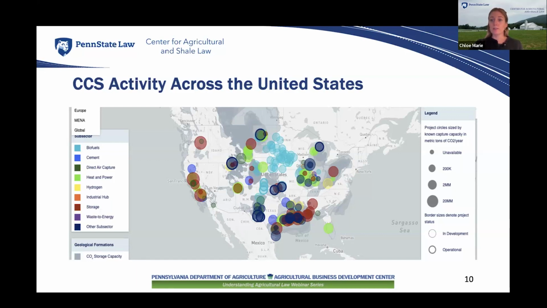Different subsectors involved in CCS are marked with colored dots, and geological formations suitable for CO2 storage are shaded in gray. You will also notice large dots in these regions, which indicate that significant storage capacity is being planned or built alongside CCS projects. If you look closely, some circles have thicker borders. These represent operational projects. That's a sign that CCS technology is already being put to use in several locations, suggesting that CCS technology is moving beyond the development phase in certain locations.